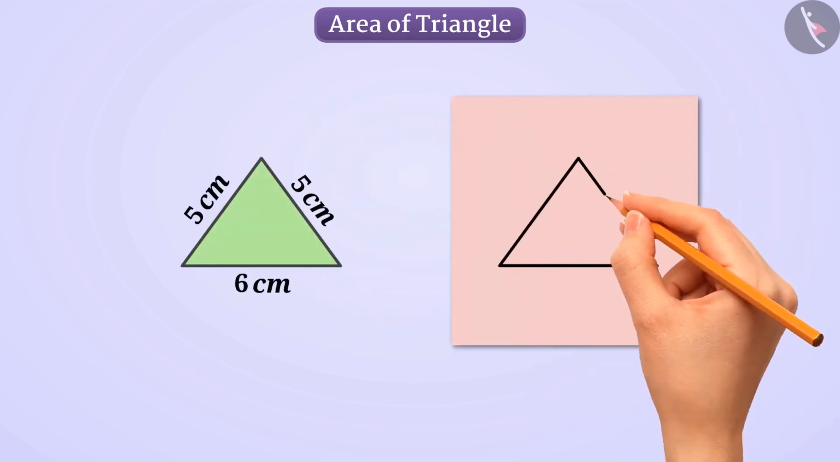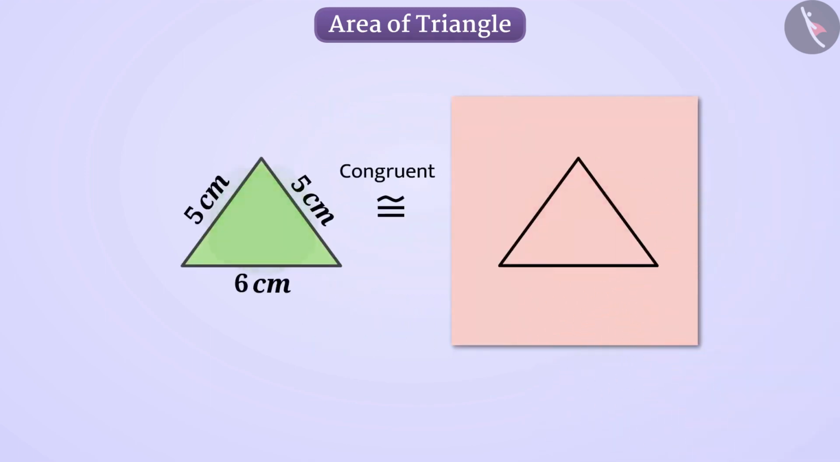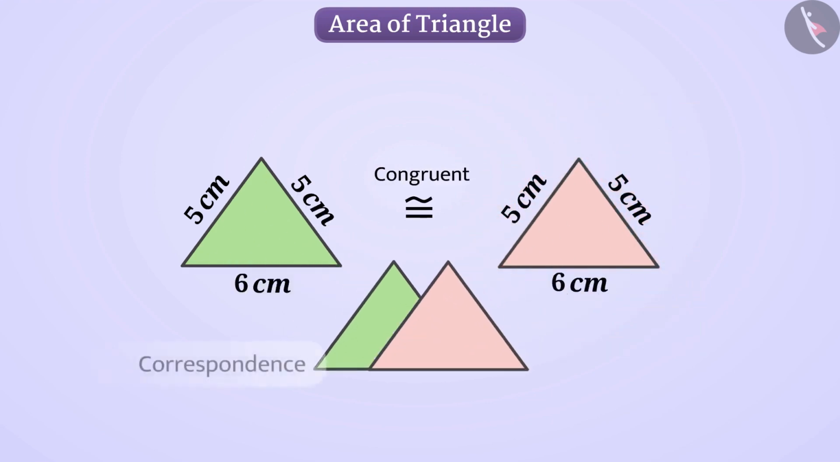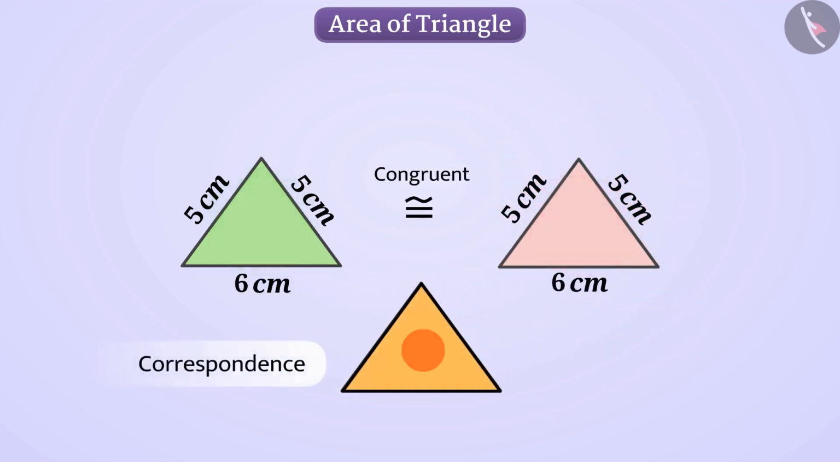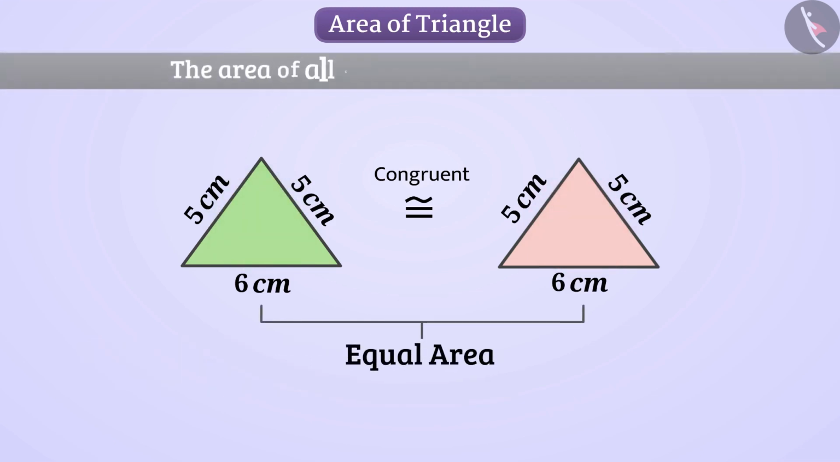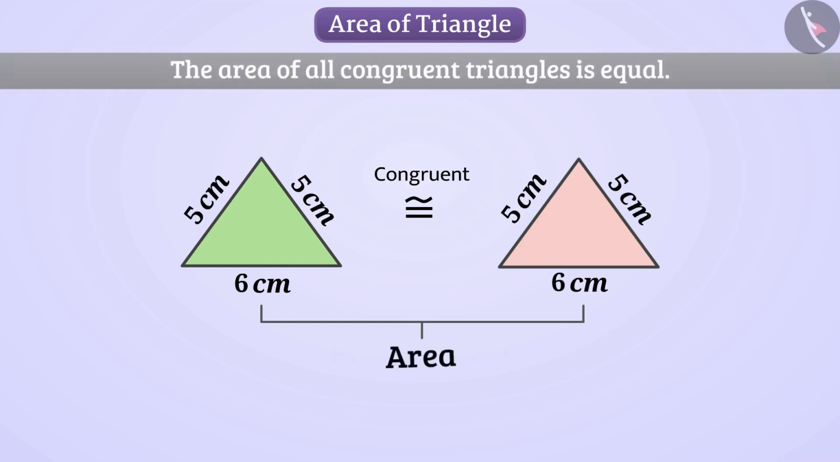Draw a triangle on paper which is congruent to this triangle. That is, draw another triangle whose sides are of length 5 cm, 5 cm and 6 cm. Cut this as well. We see that under a correspondence, the two triangles completely cover each other. Therefore, we can say that the area of these two triangles is equal. Generally, the area of all congruent triangles is equal. Can you tell me how we will find the area of triangles? Think.